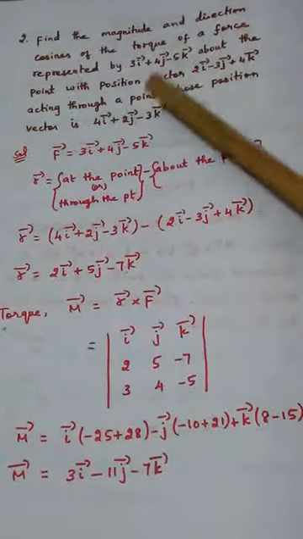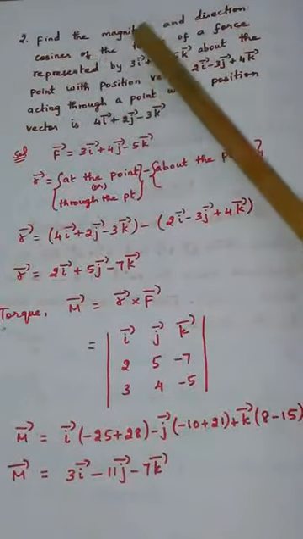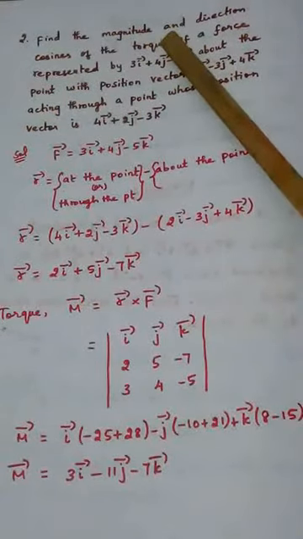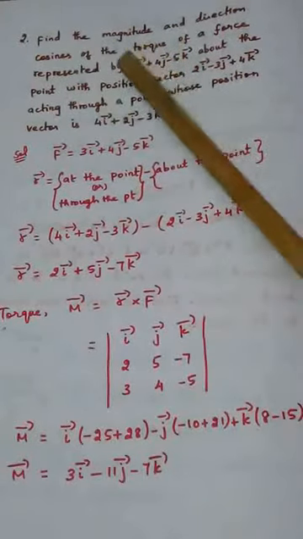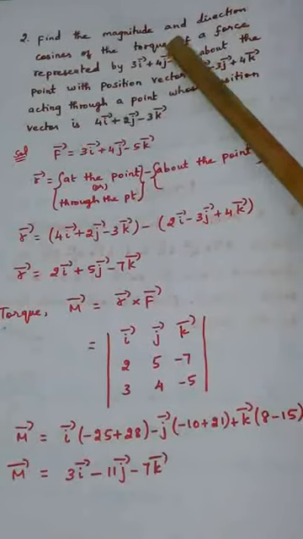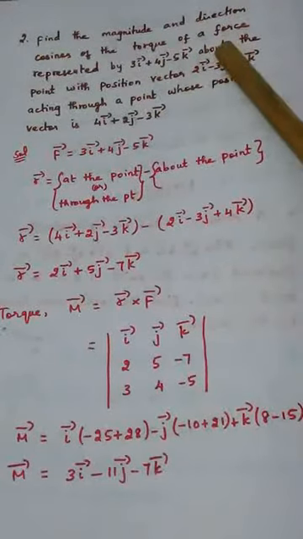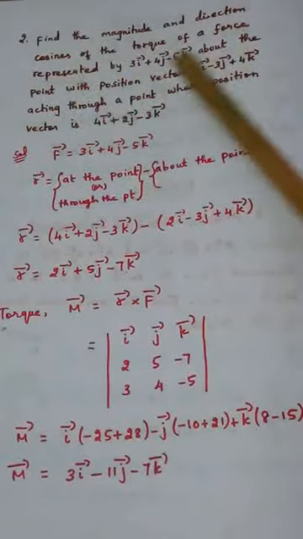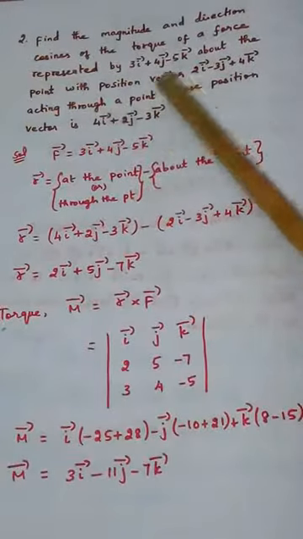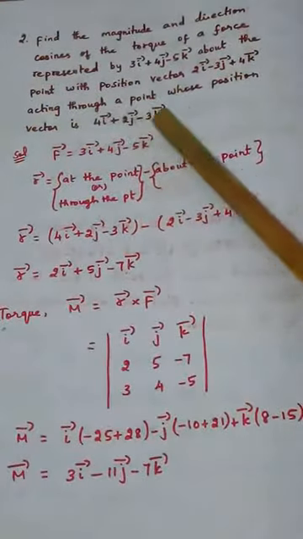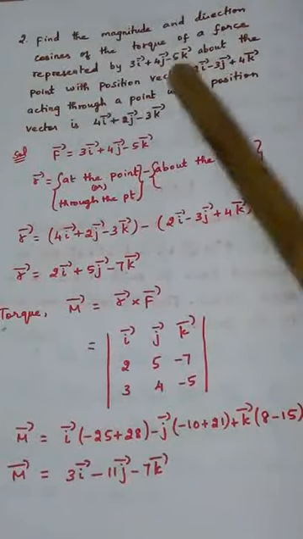So by reading the question we can understand one thing. We need to find the magnitude and direction cosines of the torque. The force vector was given, and another piece of information given was about the point whose position vector is this, acting through a point whose position vector is another vector. So how to do this sum?